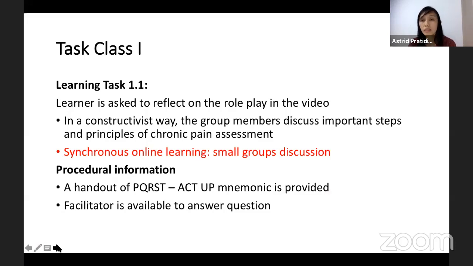After watching the video, you can ask the learner to come into class, a synchronous online session, and then you can discuss together to reflect on the demonstration, and then they can discuss the principles of chronic pain assessment. And as procedural information, you can provide a handout of what is the PQRST mnemonic, because in this phase perhaps they have not really understood or really remembered the mnemonic. The facilitator is available to answer questions.